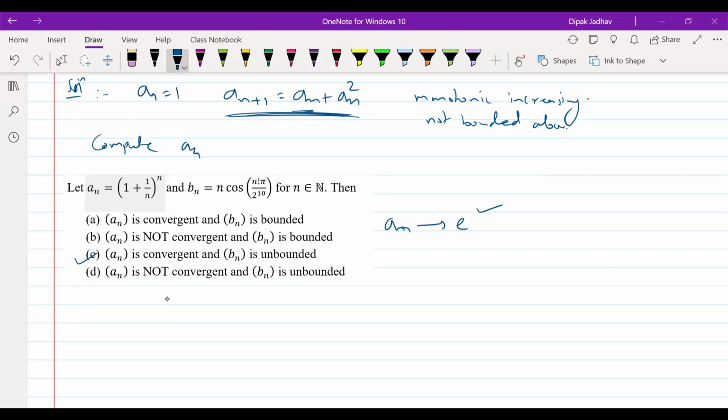Cos n is bounded, but n is unbounded, so the product will be unbounded. Yeah, this is bounded, but n is unbounded. So the product is unbounded. Very good.